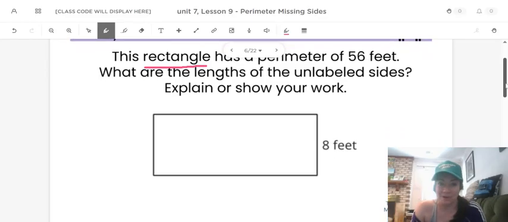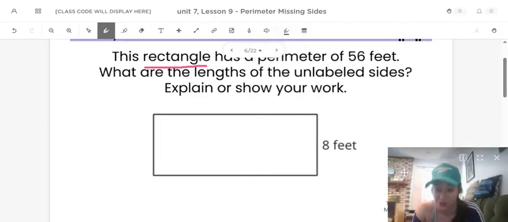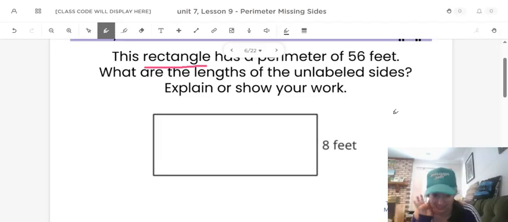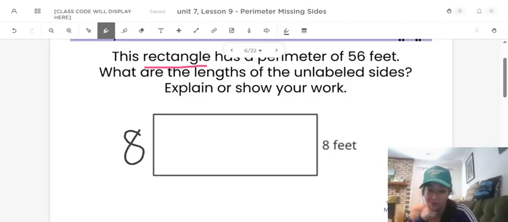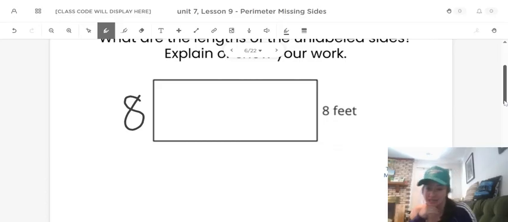Okay, welcome back. So this is trickier because it actually has a secret extra step. And that secret extra step, you're not going to believe it, is division. Okay, let me show you why. So remember perimeter, you have to add up all the different sides. So over here, since I know that this is 8 feet, over here, this is also going to be 8 feet, okay? So if I add 8 plus 8, I get 16.